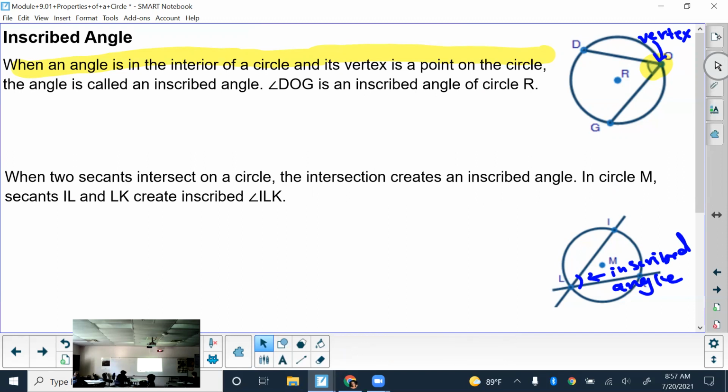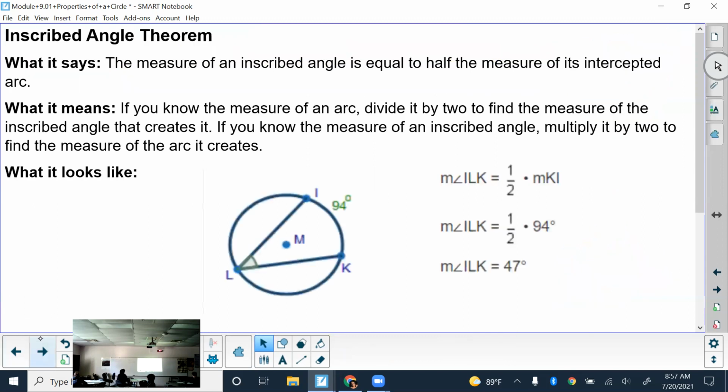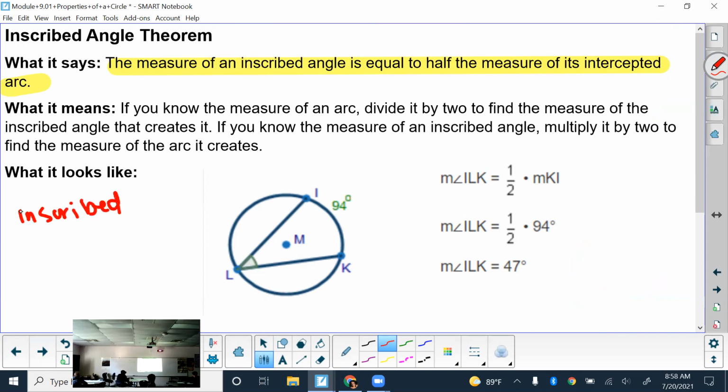Question? All right, then. You have the inscribed angle theorem. So highlight where it says the measure of an inscribed angle is equal to half the measure of its intersected part. Right, that's kind of like a formula if you want to write it down. So an inscribed angle equals half of the intersected arc.